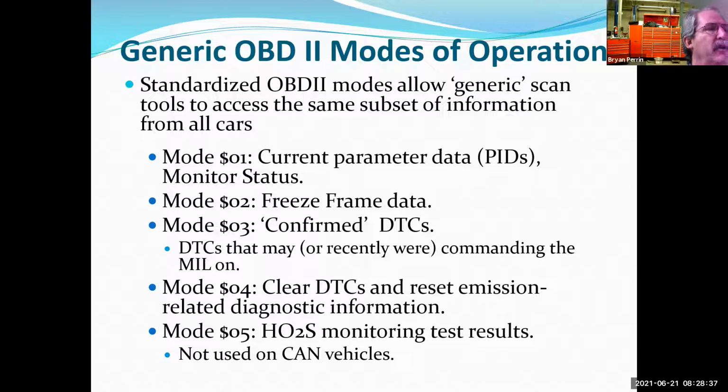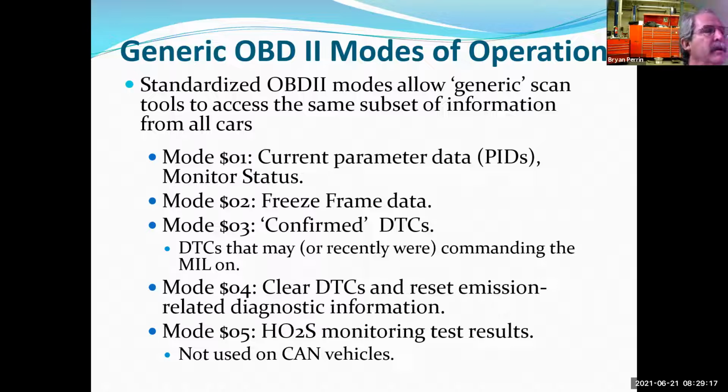So my mode 1 has my current parameter data. My first PID is my monitor status and check engine light status. So it's going to tell me which of my monitors are complete or not complete, and if my check engine light's on or off. Mode 2, or 02, is my freeze frame data. So when we set a code and turn a check engine light on, we capture certain pieces of data and save it there for the technician to look at to understand what was happening when the failure happened. And we're going to look at each of these modes in a little more detail.